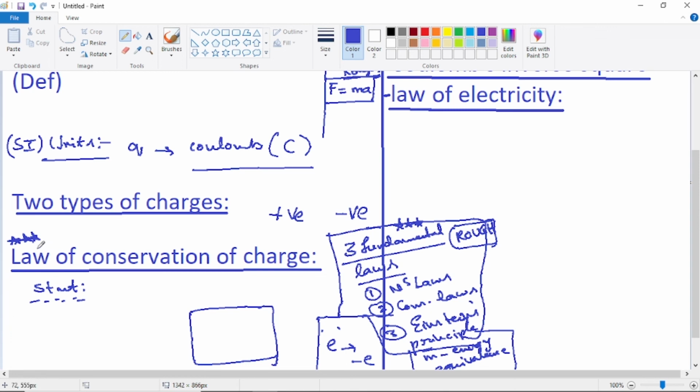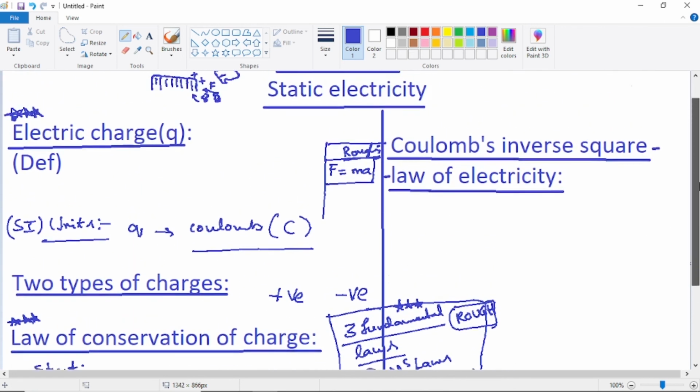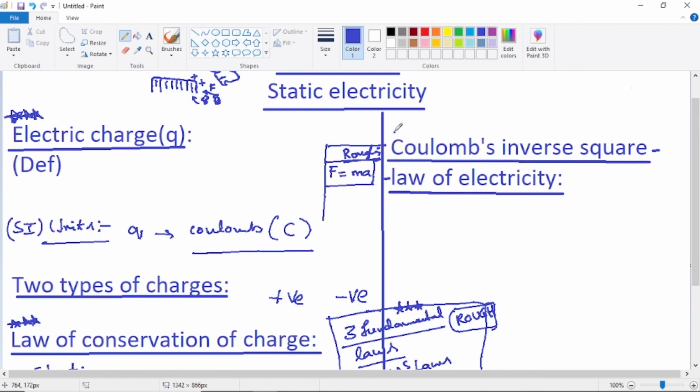Because it doesn't really belong to the syllabus, the first topic actually belonging to the syllabus is Coulomb's inverse square law of electricity. This is a very important topic. It carries marks ranging from 4 marks to 2 marks. Full 4 marks is never given. Always 4 marks doesn't mean exactly 4, it can be plus or minus 1.